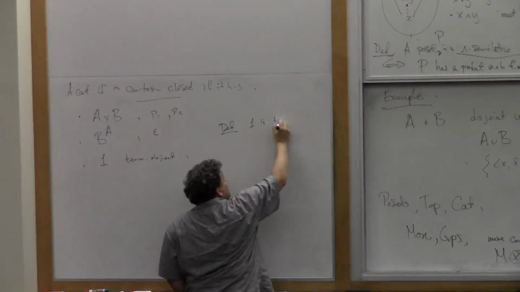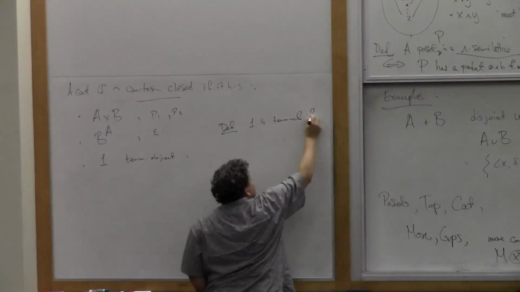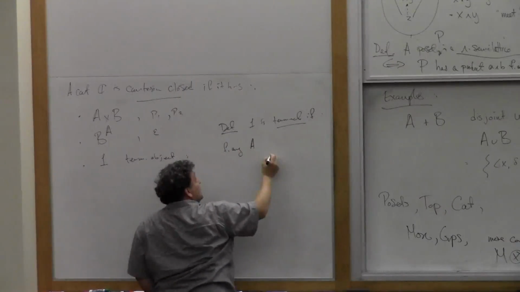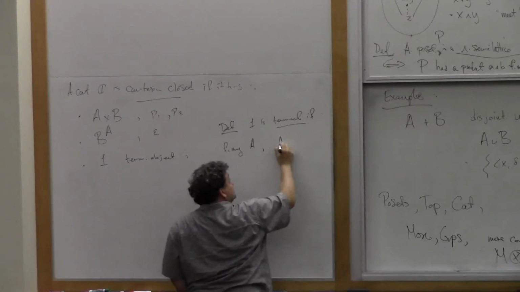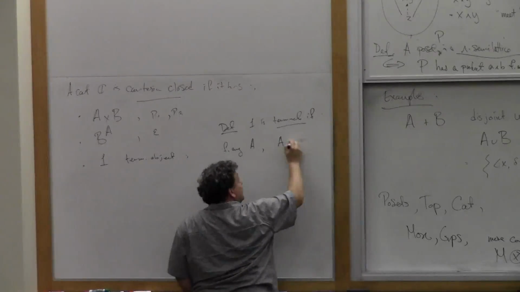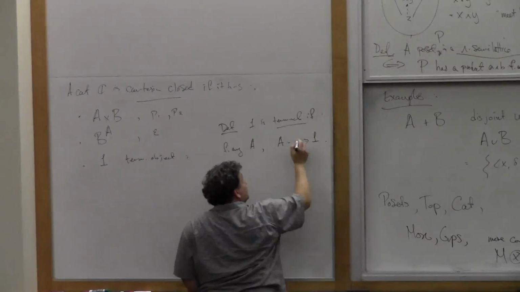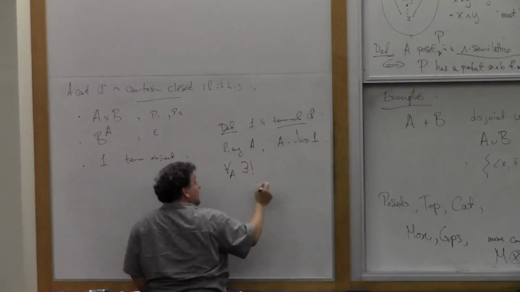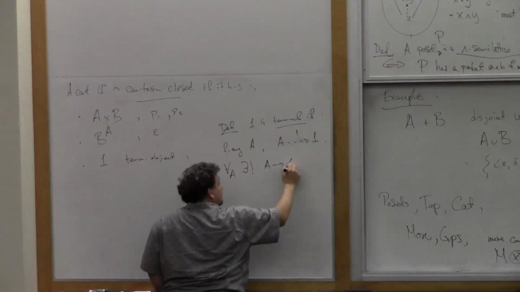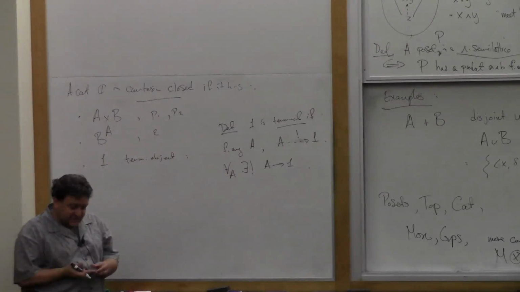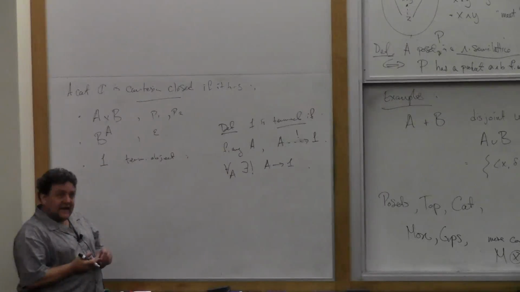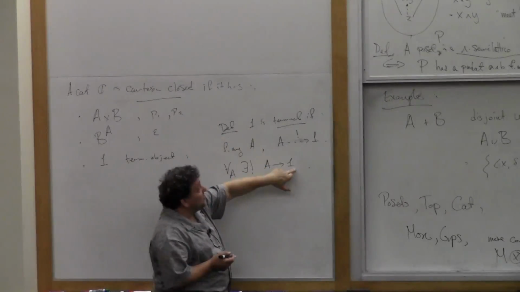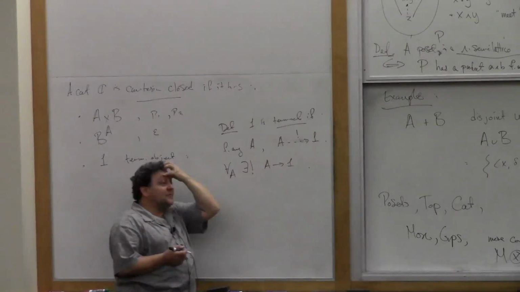1 is terminal if for any object A there exists a unique map down to 1. So for all A, there's a unique map from A into 1. So that's a kind of degenerate universal mapping property, isn't it? It has the existence and uniqueness built in there. And of course, any two terminal objects are going to be isomorphic, just because it's a universal mapping property.